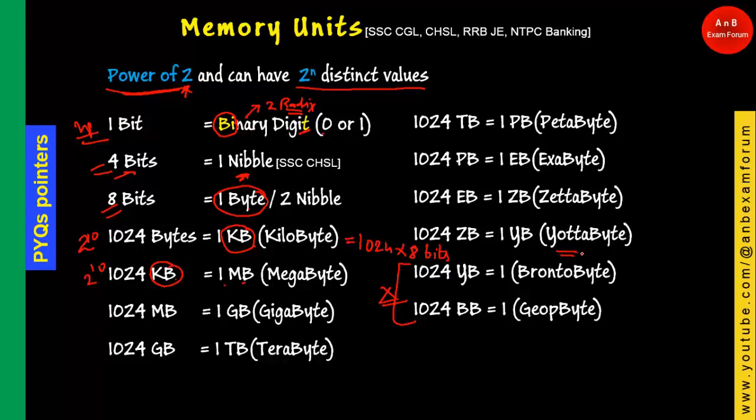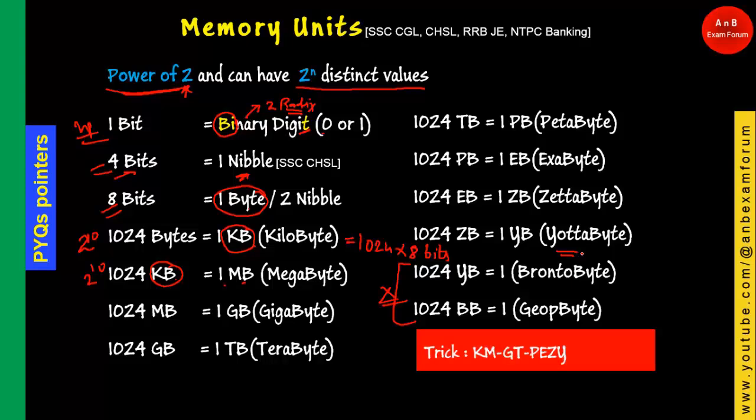There is one trick you can remember, KMGT PEZY. Kilo, mega, giga, then tera, peta, exa, zetta and yotta. KMGT PEZY: kilo, mega, giga, tera, peta, exa, zetta, yotta. And in exam what he can ask you, the calculations.